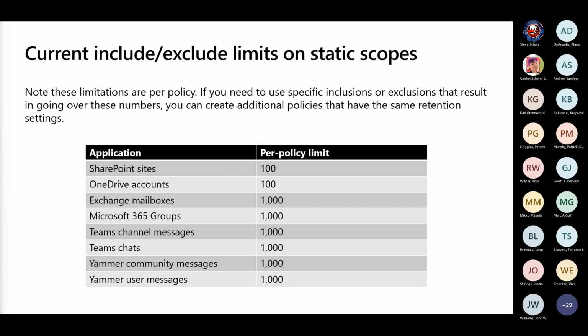Generally, if your location applies to a mailbox, such as an Exchange mailbox, Microsoft 365 Groups, Teams, or Yammer location, the static scope policies will have a limit of 1,000 locations per policy if you use inclusion or exclusion rules. For site-based locations, such as SharePoint and OneDrive, the limitations are a bit more restrictive at 100 locations for policies.